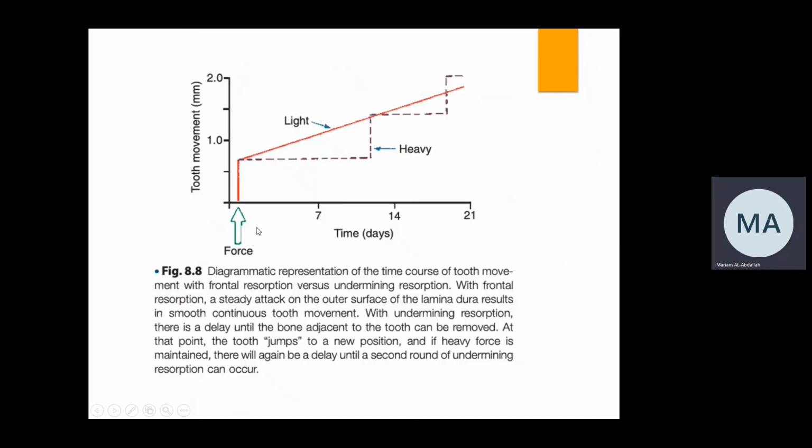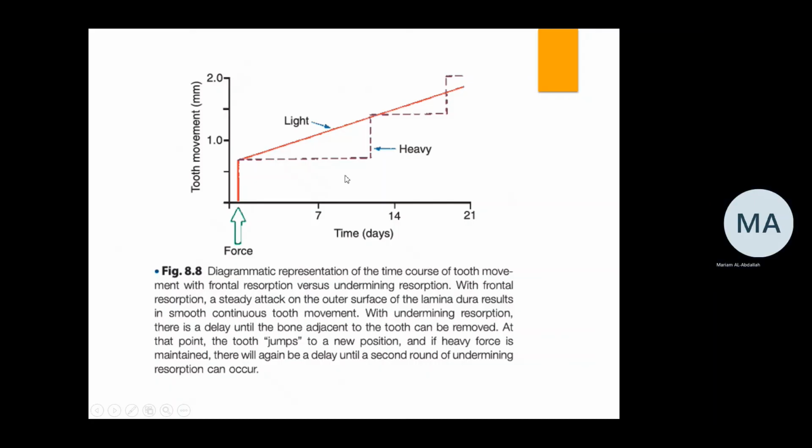So this is a diagram that shows you the relationship between time in days and the tooth movement in millimeters. To start off with, we will find that the tooth will move a distance equal to the periodontal ligament space, right? Because it will start to have pressure and tension sides. And then only after 2 days, if we're talking about the red line, which represents the light orthodontic pressure applied to the tooth, we will have the frontal resorption, direct resorption, and continuous tooth movement.